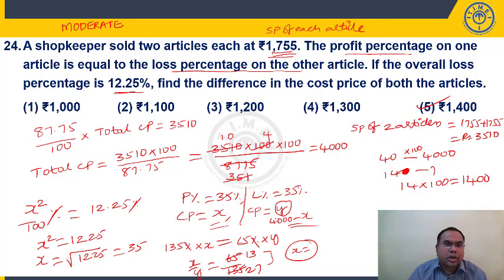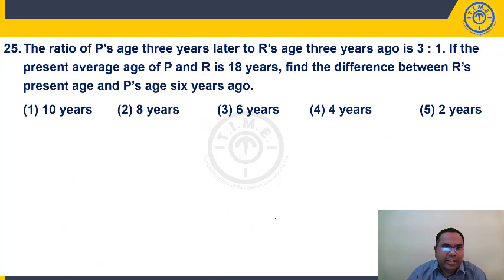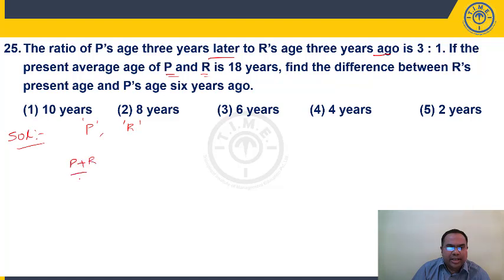Alright students. Question number 25. The ratio of P's age 3 years later to R's age 3 years ago is 3:1. Later means hence afterwards. The present average age of P and R is 18 years. Find the difference between R's present age and P's age 6 years ago. Let us take the present age of P as P and R as R. Average is 18, so P plus R by 2 is equal to 18. From this we can say P plus R is equal to 36 years.